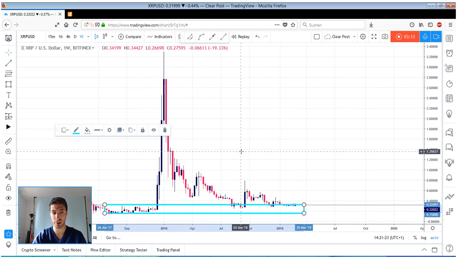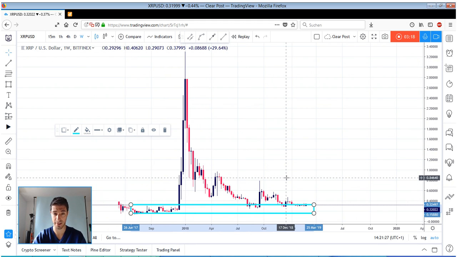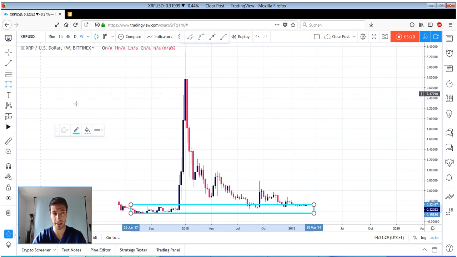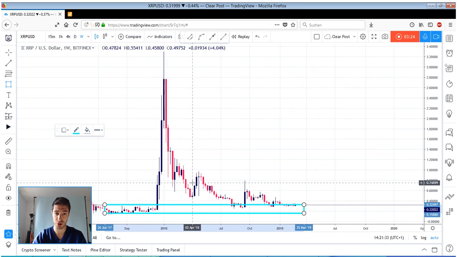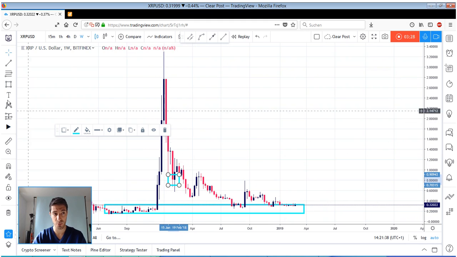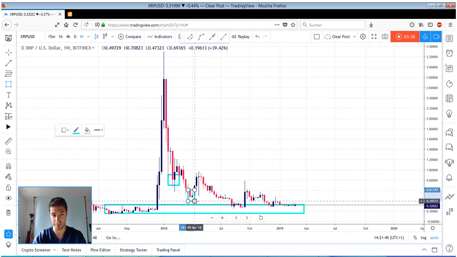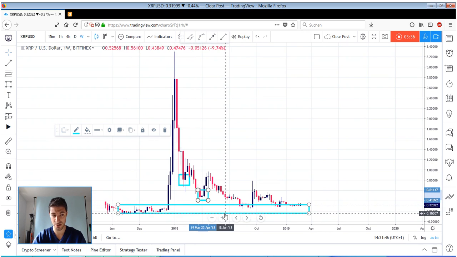If we look at the chart in general, we can see we are hugely descending. We can put the other important lows into the chart on the weekly. We have another low here, and another one also coming in here. But we can see already it's very near to the bottom of the support and resistance box here.